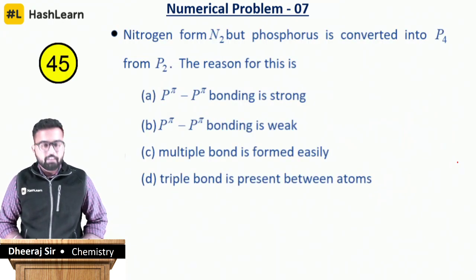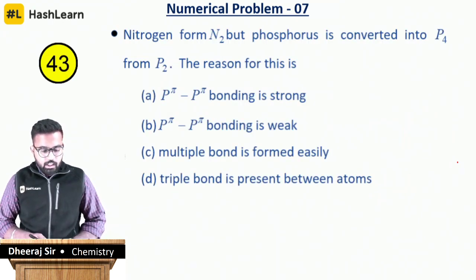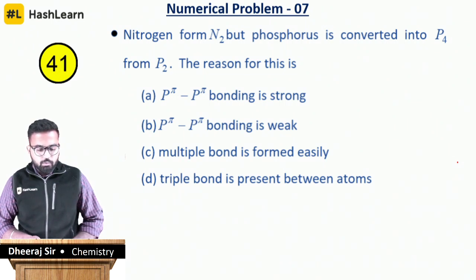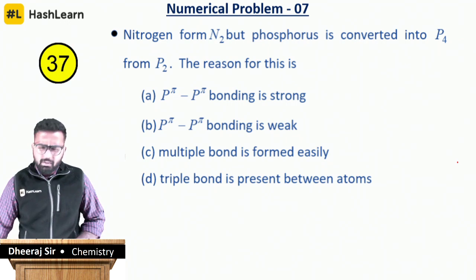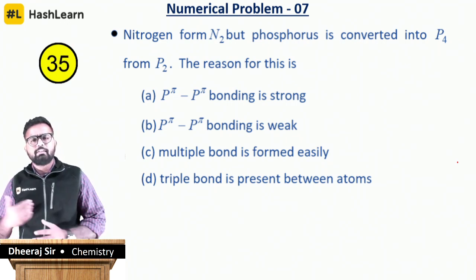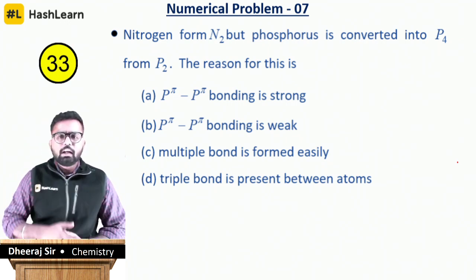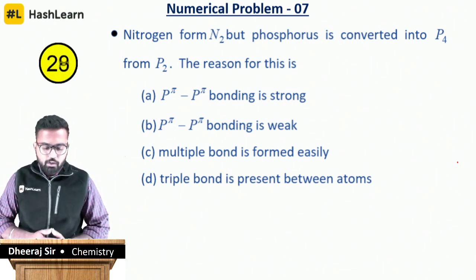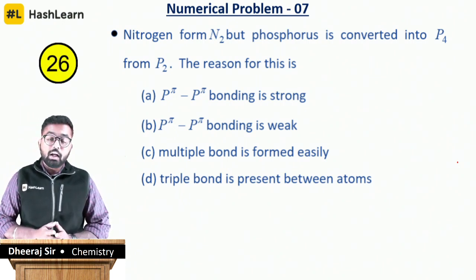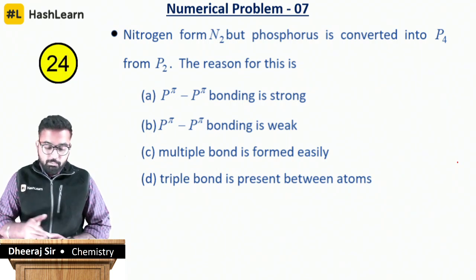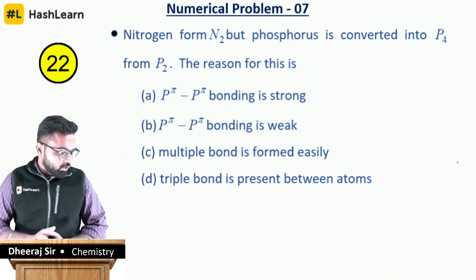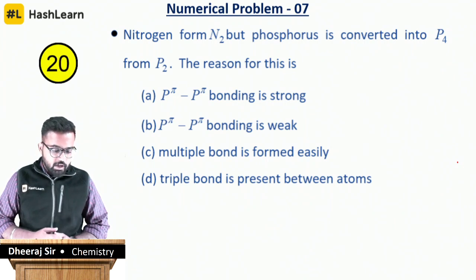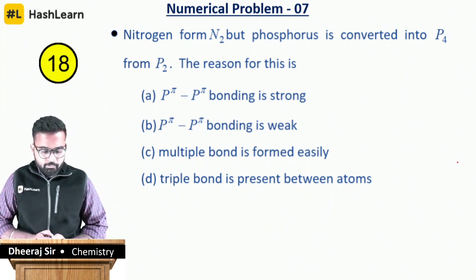Moving ahead, 7th question. Nitrogen forms N2 but phosphorus is converted into P4 from P2. The reason behind this, pretty straightforward question. You should have asked this yourselves a couple of times. When nitrogen and phosphorus are in the same group, when nitrogen can exist as N2 molecule, why is it that phosphorus does not exist as P2 molecule? Why should it convert itself into P4? So that's the question that we have asked you here. Go for it.